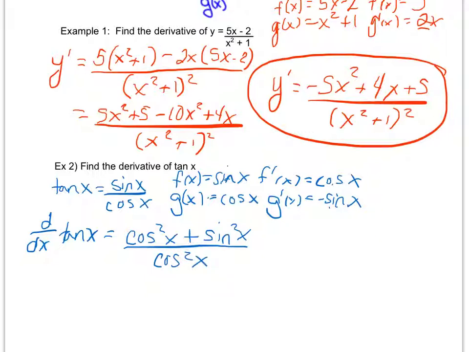Well, I know that cosine squared plus sine squared is 1. That's one of my Pythagorean identities that we learned last year. So I get 1 over cosine squared x, which is the same thing as secant squared x, which is the formula I gave you. The derivative of tangent of x is secant squared x.